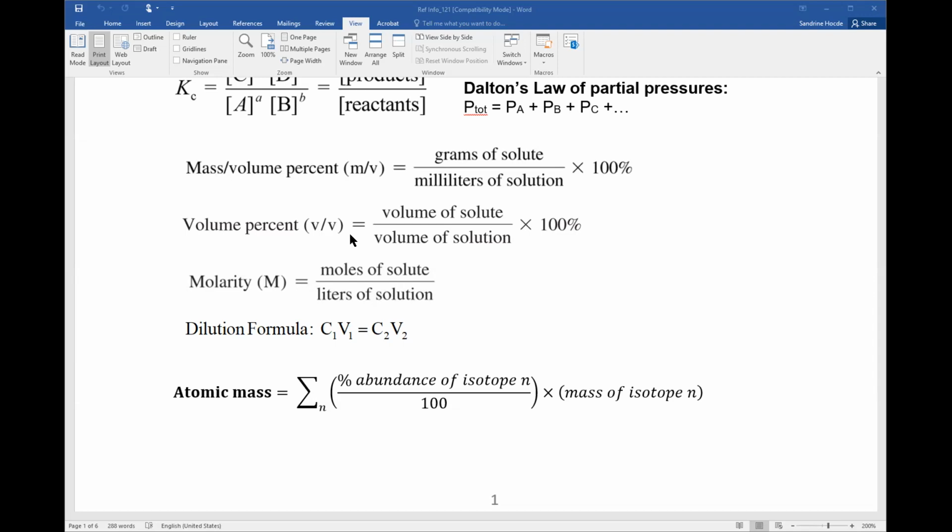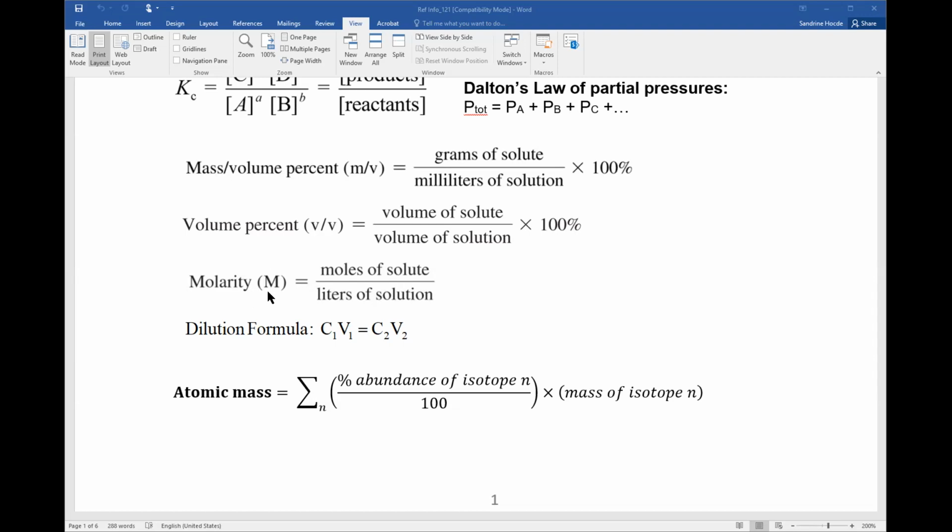Volume percent, again, is volume of solute over volume of solution times 100. Here, the two units for the volume of solute and volume of solution should match. As long as they match, it can be anything. It can be both in milliliters, or both in liters, or both in cubic centimeters. As long as they are the same, you can use them in the formula and times 100. Again, the unit would be percent.